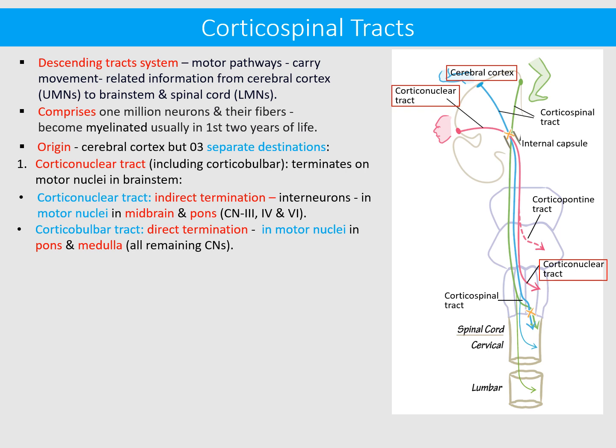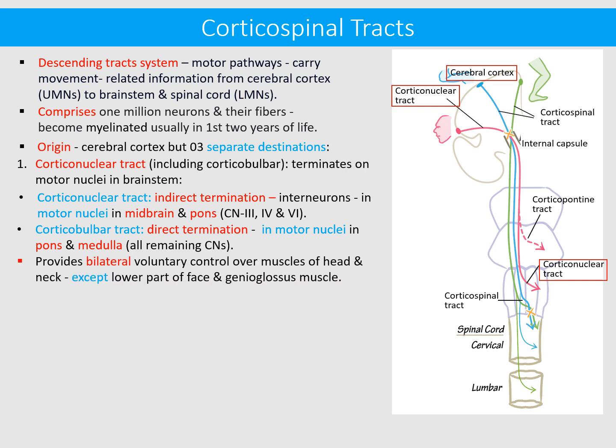The second subcomponent is corticobulbar tract. These fibers terminate on the motor nuclei of all the remaining cranial nerves in pons and medulla directly, without any interneurons. Corticonuclear tracts provide bilateral voluntary control over muscles of the head and neck, except the lower part of the face and genioglossus muscles of the tongue.